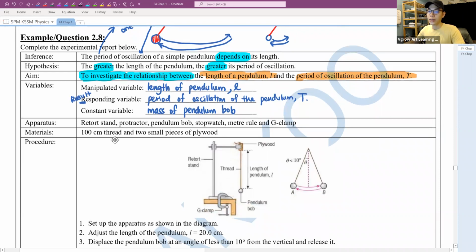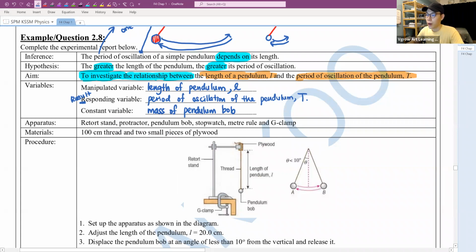Then apparatus. Again, this one don't need to memorize. So just see how they write it. Apparatus, we have the retort stand, a protractor, a pendulum bob, stopwatch, meter ruler, G-clamp. And then materials is 100 cm thread, two small pieces of plywood. We look at the apparatus setup, the diagram here. Let's see why we need all these things. The retort stand is to let the pendulum bob hang. The protractor, later we see what is the use of this protractor. Protractor is to measure angle usually.